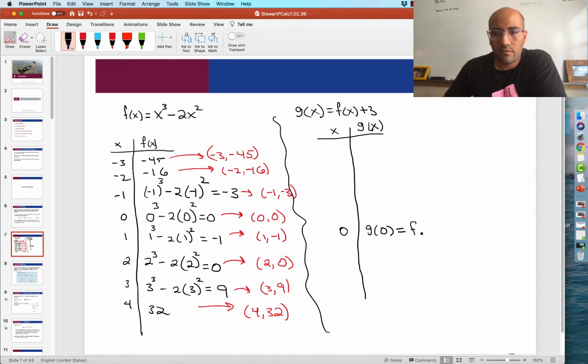f of 0 plus 3, and f of 0 was 0, right, over here. If we go back, f of 0 led to a 0, so this is going to be equal to 0 plus 3, so it's just going to give me a value of 3.